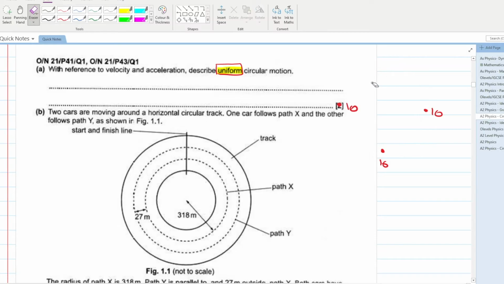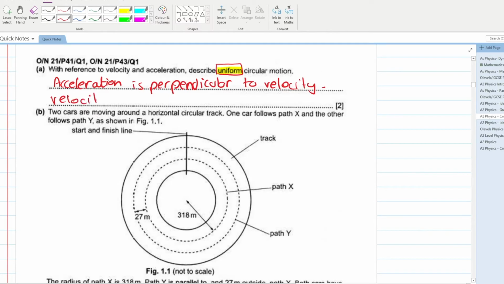So how will we write this? Let's erase this and write down the answer. First of all, we will write that acceleration is perpendicular to velocity. Second point will be that velocity is constant throughout motion. Simple as that.